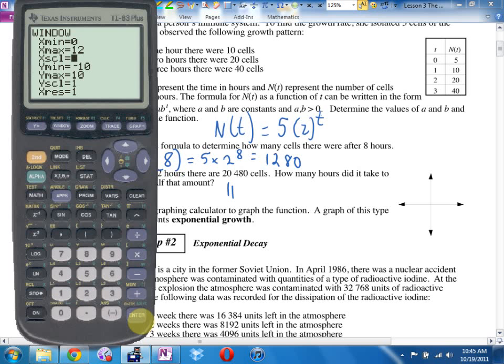Now, Y is the number of bacteria. What's the fewest number of bacteria that this question mentions? 5. I could go 5. I like to see 0, so I'm actually going to start out at 0 high. I always like to see the x-axis. What's the largest number of bacteria that this question mentions? 20,480. So I'm going to go to a nice roundish number. I'm going to go to 21,000.